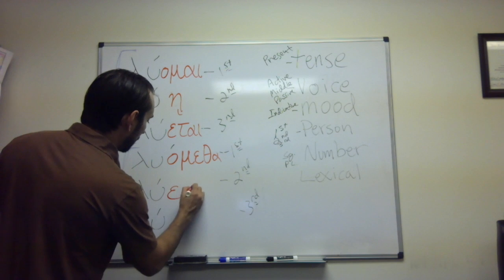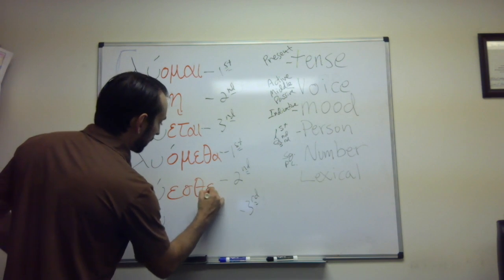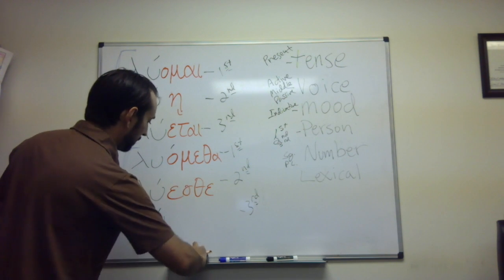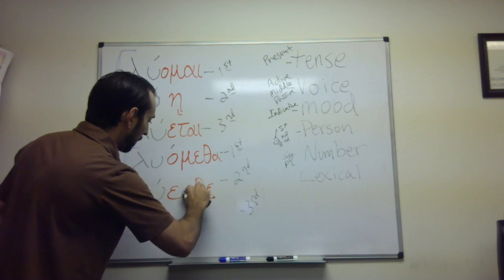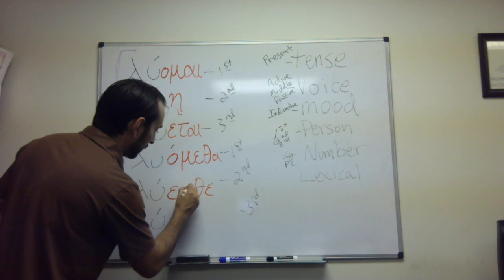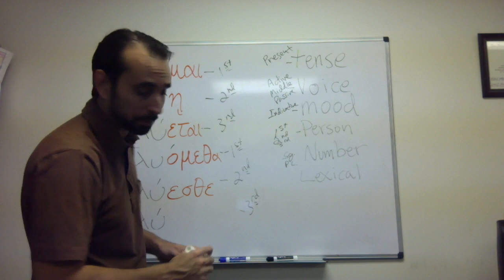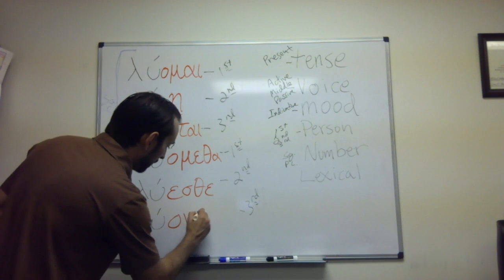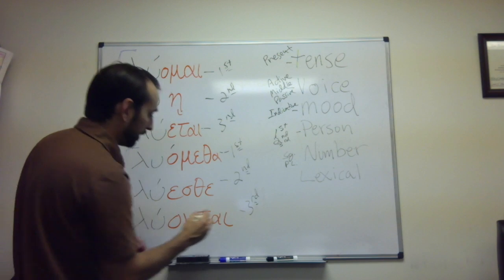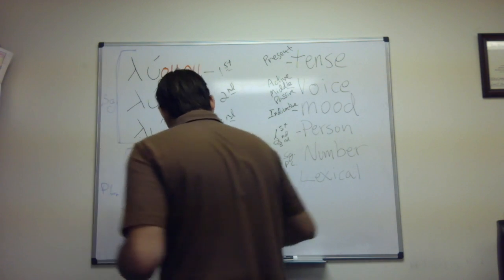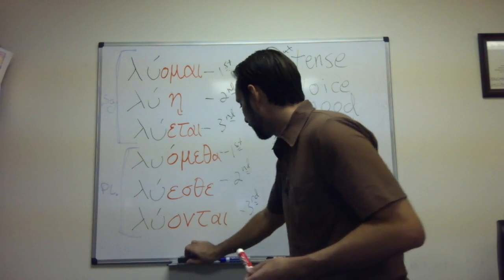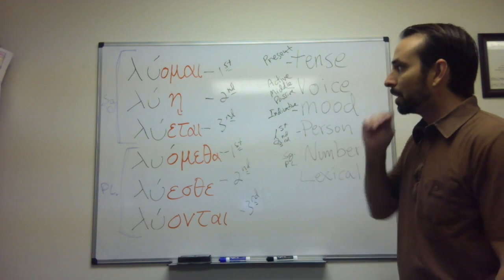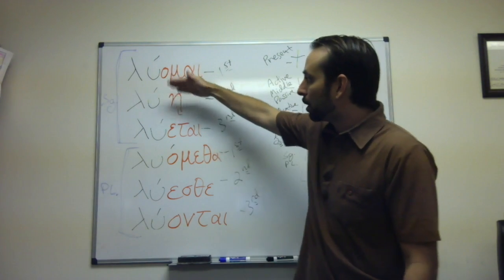You don't see it as easily, the thematic vowel or connecting vowel, in the primary endings, but you see it more clearly in the middle passive, and this is why he introduces it here. Now, these are the middle passive endings, okay? This is an iota. Sometimes my writing gets sloppy. So you have this thematic vowel, and they'll always be in the same place.